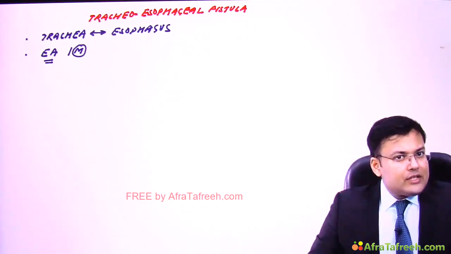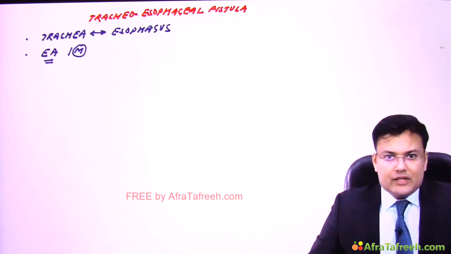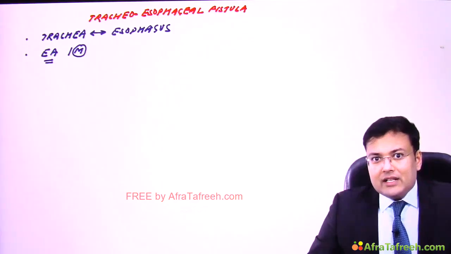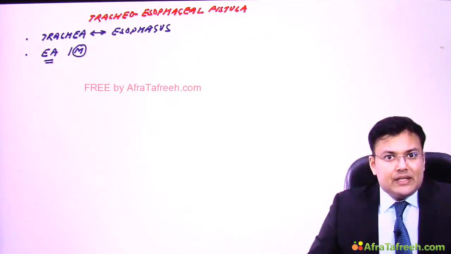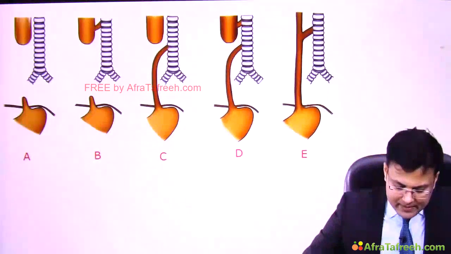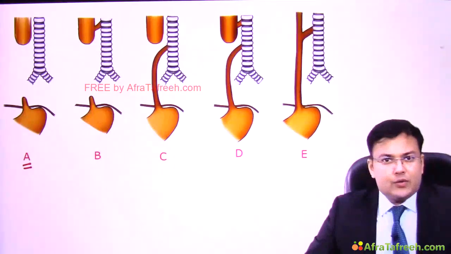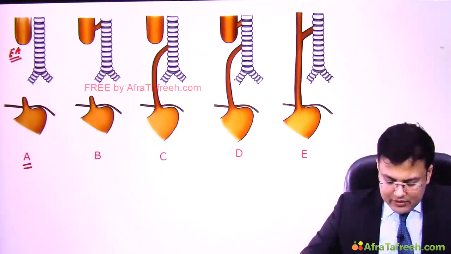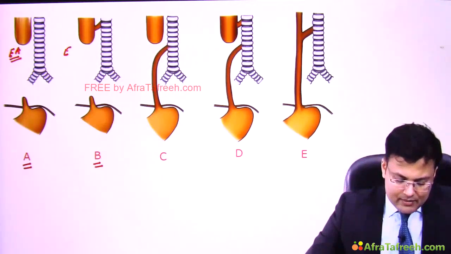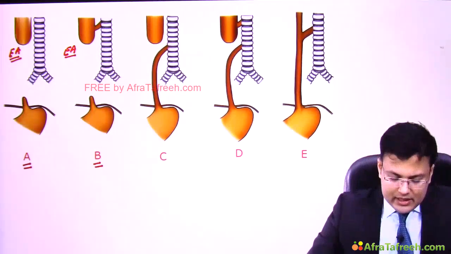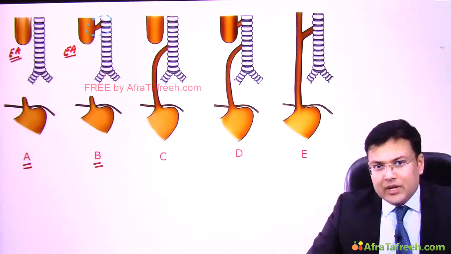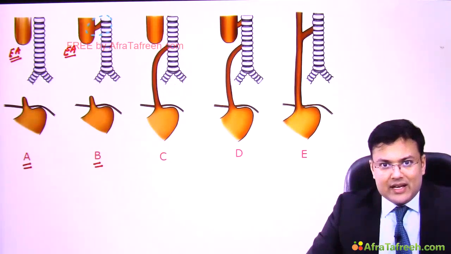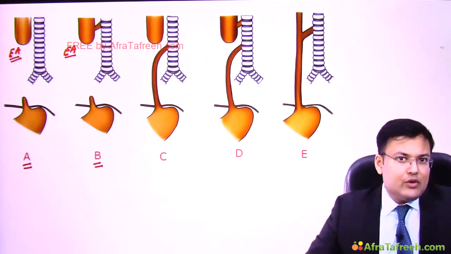There is one question which is frequently asked in relation to tracheoesophageal fistula, and that is classification. Tracheoesophageal fistula is divided into 5 types: Type A, B, C, D, E. Type A is pure esophageal atresia. There is no tracheoesophageal fistula. In type B, apart from esophageal atresia, there is a fistula between the proximal part of the esophagus and the trachea. So this is known as proximal tracheoesophageal fistula.